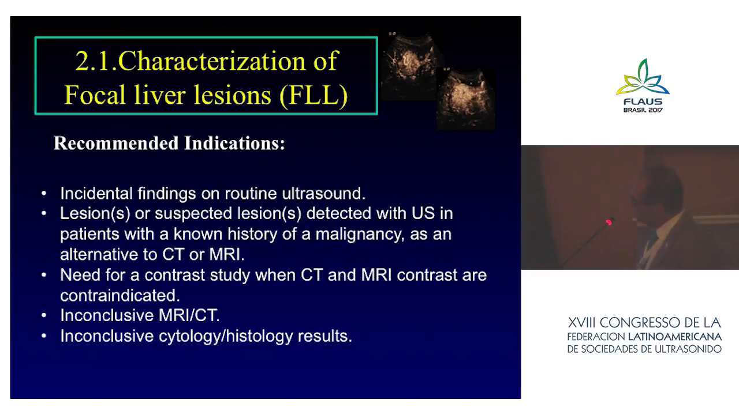The recommended indications for characterization of focal liver lesions are incidental findings on routine ultrasound, and lesions that are suspected or detected with other modalities, for instance CT and MRI. I get many referrals saying this patient had a lesion seen on CT or MRI, can you tell us what it is? So we do contrast agents. Maybe we cannot even do CT or MRI because of malfunction of the liver or the kidney, and then we can do CEUS. Maybe we have taken biopsies before and they were inconclusive.